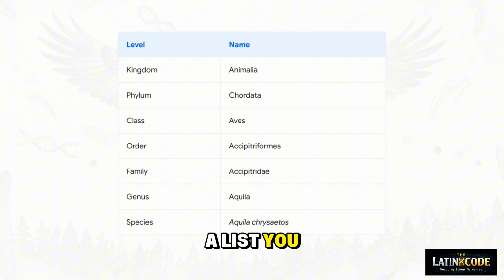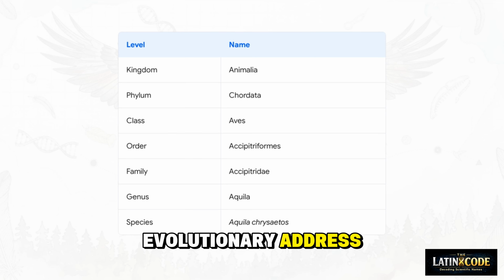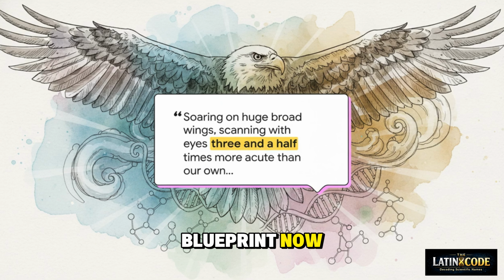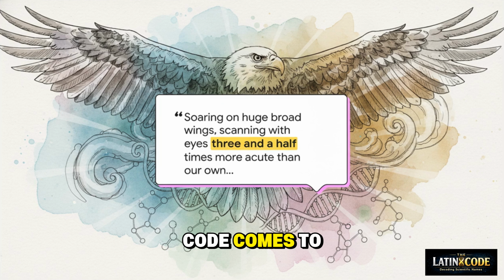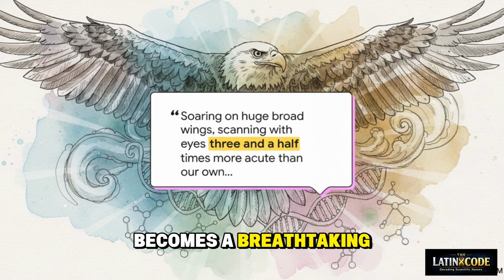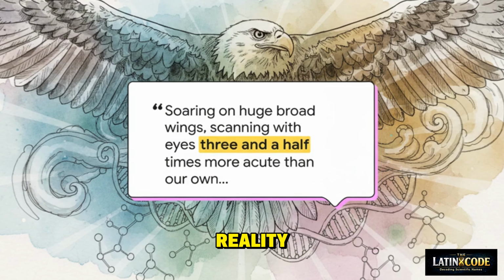This isn't just a list, it's an identity. It's like an evolutionary address. So we've decoded the science, we've seen the blueprint. Now, let's see what happens when that code comes to life out in the wild. This is where all that biology becomes a breathtaking and sometimes brutal reality.